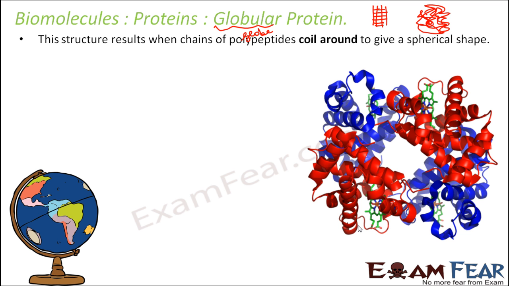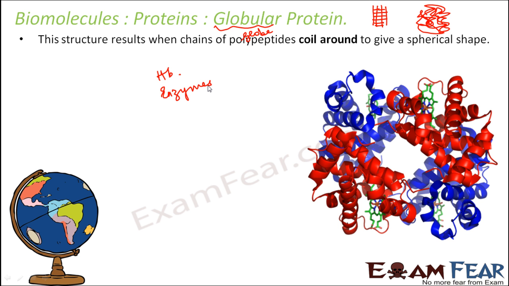Talking about the function of globular proteins, they play a very important role in metabolic reactions. Some examples of globular proteins are enzymes and hemoglobin. Now we will have a detailed discussion on enzymes and we will see that they play a key role in the metabolic activities or metabolic reactions taking place in our body. So hemoglobin and enzymes, they all are globular proteins. These proteins mostly have complex tertiary or quaternary structures.